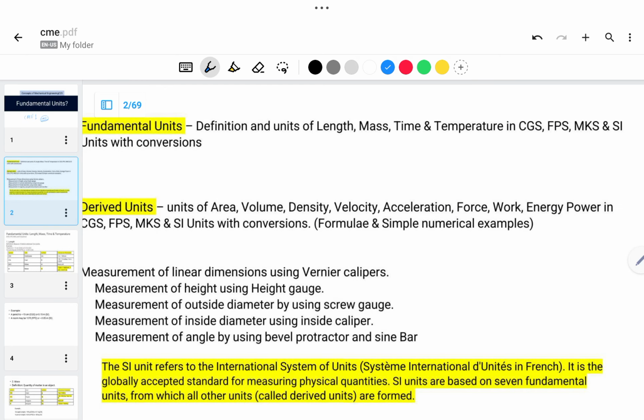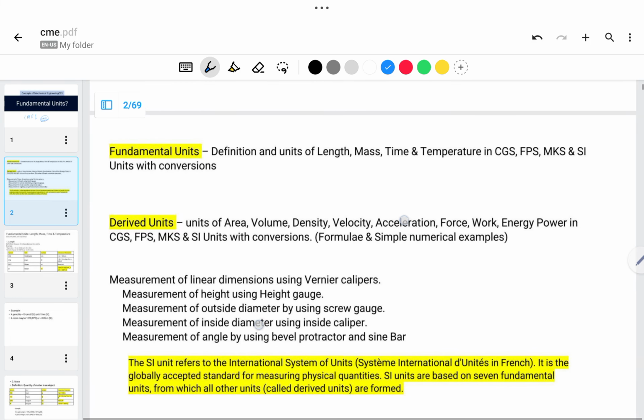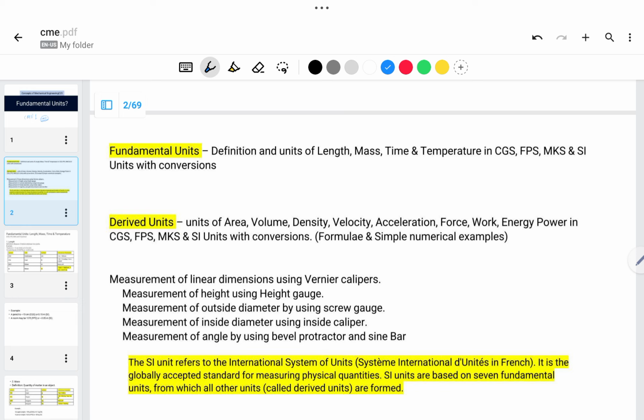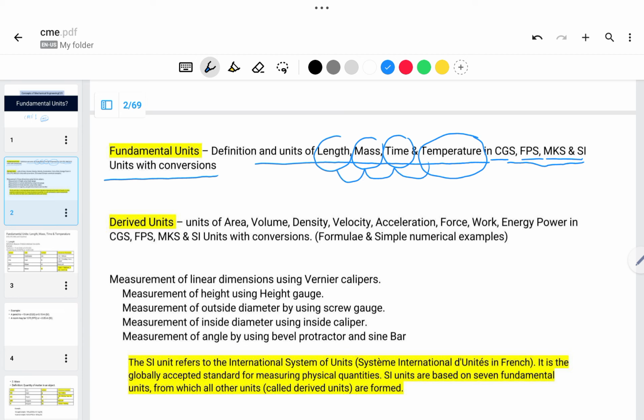So what are fundamental units? Fundamental units is nothing but the definition and units of length, mass, time and temperature in CGS, FPS, MKS, SI units with the conversion. So whatever basic units we require: length, mass, time, temperature. These units are in CGS, FPS, MKS and SI. So these are nothing but fundamental units. From these units only we derive different units.